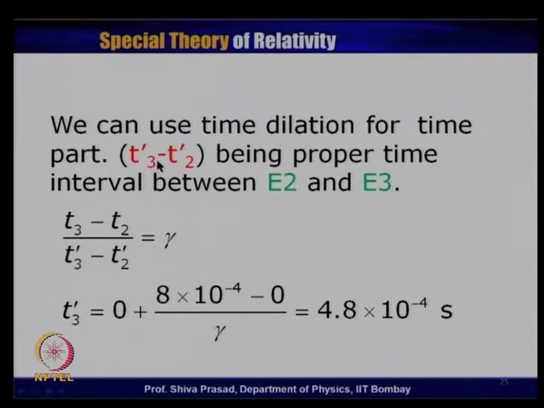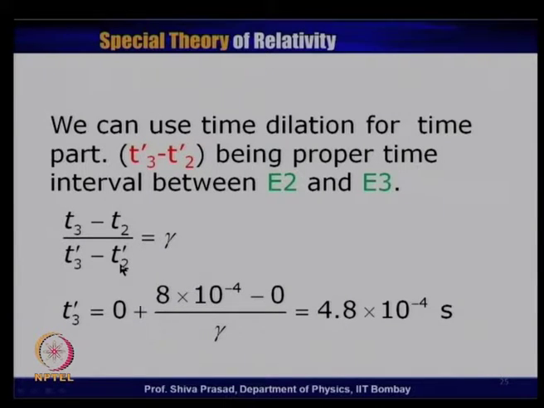We realize that T3 prime minus T2 prime, the time difference between the third event and the second event as seen in the ambulance frame of reference, is the proper time interval between E2 and E3. It's actually in the ambulance frame that this particular time interval is proper. Therefore, in the hospital frame of reference, T3 minus T2 must be gamma multiplied by this particular time interval, because this time interval is proper. So, T3 minus T2 must be a dilated time. If I substitute these particular values, I have just now calculated T3 minus T2, which was 8 into 10 to the power minus 4.